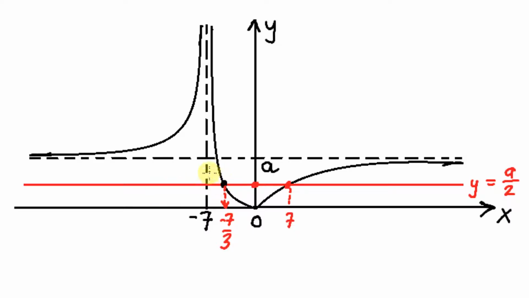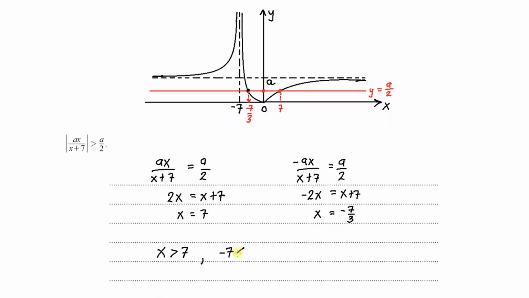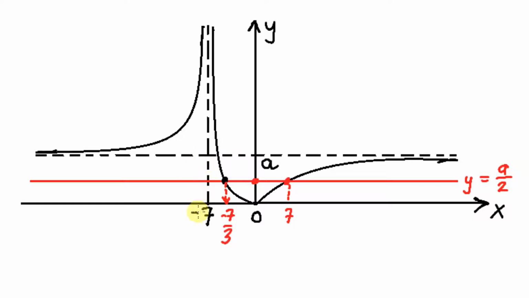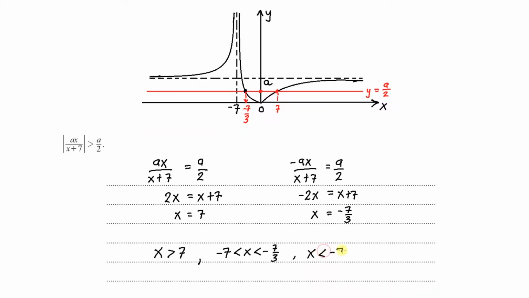But this is all the way up to minus 7, which is an asymptote. So we now have a set of values from minus 7 to minus 7 over 3. And then for the last part of the graph, which is to the left of minus 7, the graph of modulus is also above that of y is equal to a over 2, which means that also for values of x that are less than minus 7, the graph of modulus is greater than that of a over 2. So we now come out with these three inequalities, and that's the answer.